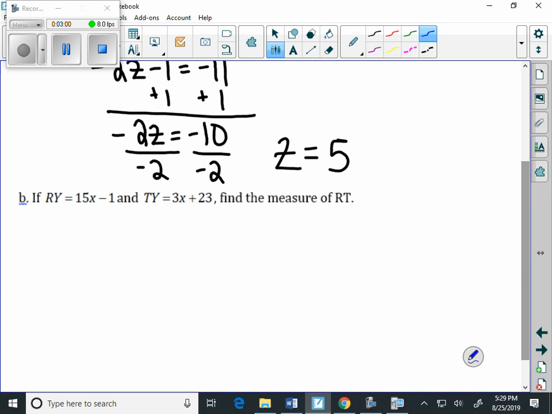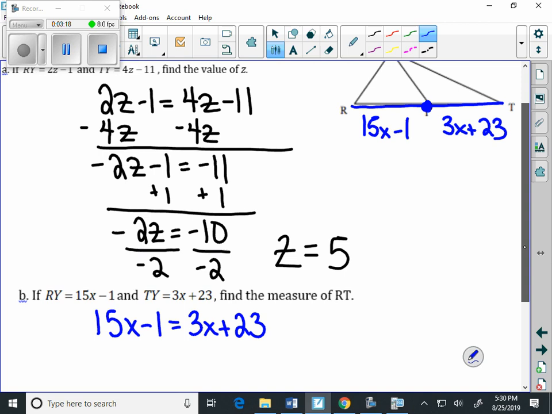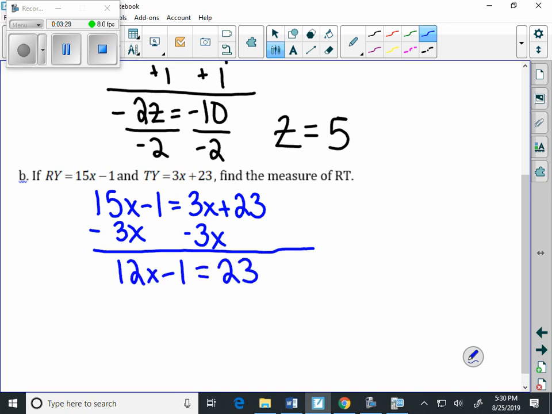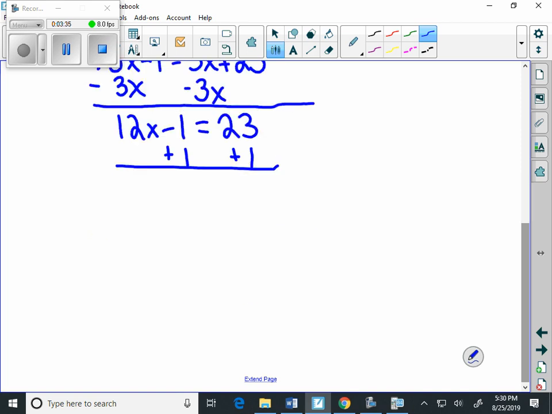And we're going to set it up the same way that we set the last one. Because, as I take a look back at the triangle here, what we know is that EY is the median, so Y is still the middle value of that part of our triangle. And now we're going to solve. We're going to subtract 3x from both sides. And we get 12x minus 1 equals 23. Add 1 to both sides. And we get 12x equals 24. And divide both sides by 12.